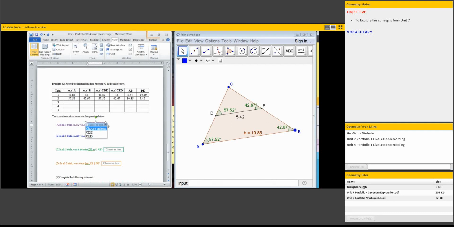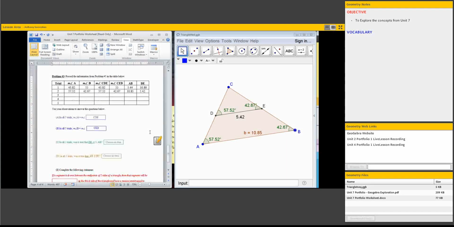So for mine, angle A was congruent to CDE. Angle B was congruent to CED. Now let's look at these angles, going back to Unit 4 stuff. These are corresponding angles. With CB being a transversal crossing these two lines, they're in the same relative position at their intersections.